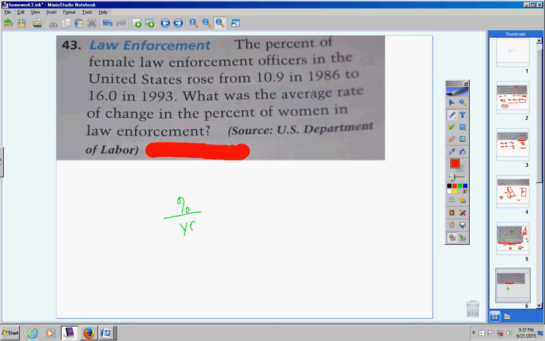So let's see. It rose from 10.9 to 16.0. So the increase was 10.9 minus 16.0. Alright, so we get 0.9 and 3.